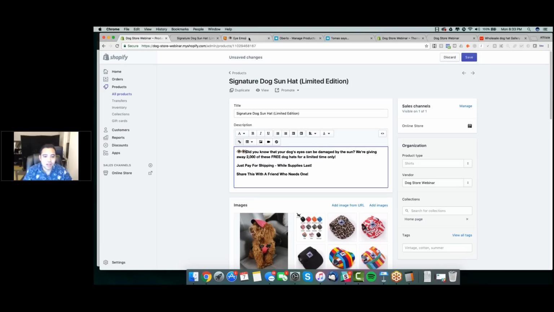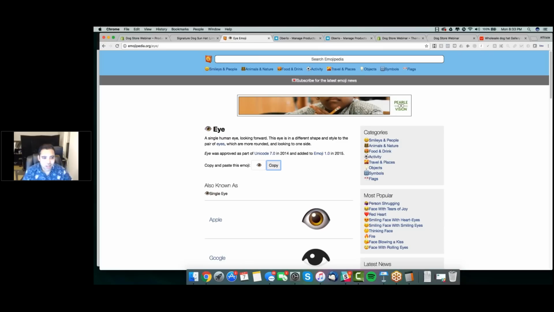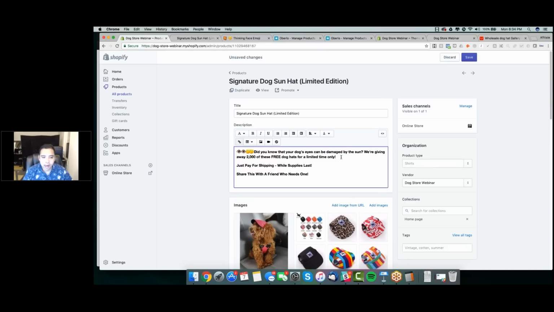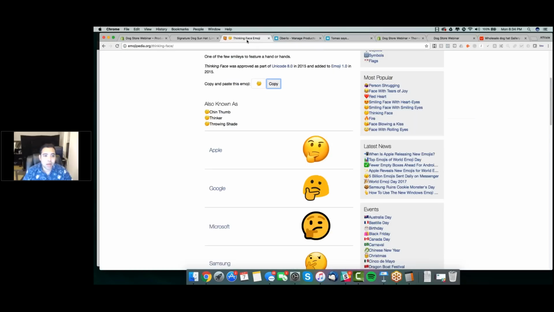Then we're going to do the thinking emoji. I love this one, the thinking face, like the ponder. So it's like, did you know? I didn't know that. Perfect. And then we're going to do dog hats.